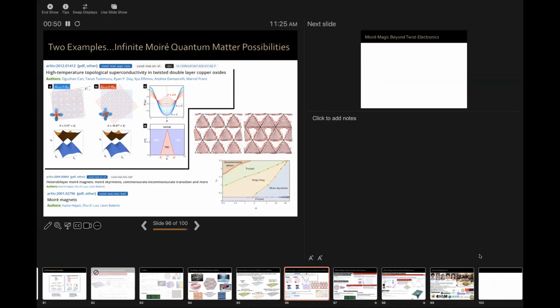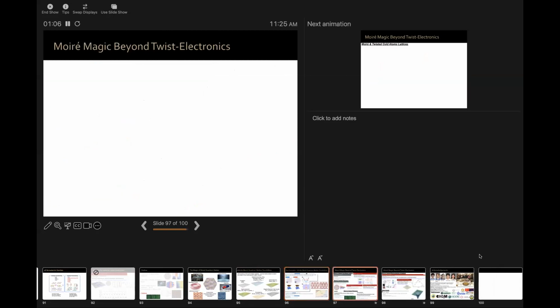You can also have Moiré magnets. We have 2-dimensional crystalline magnets. When you twist them on top of each other, often the magnetism depends on the stacking, and when you twist, the stacking changes in space. So you can have Moiré skyrmions, Moiré magnets, and all kinds of things. Okay, and some of these are beginning to be realized experimentally.